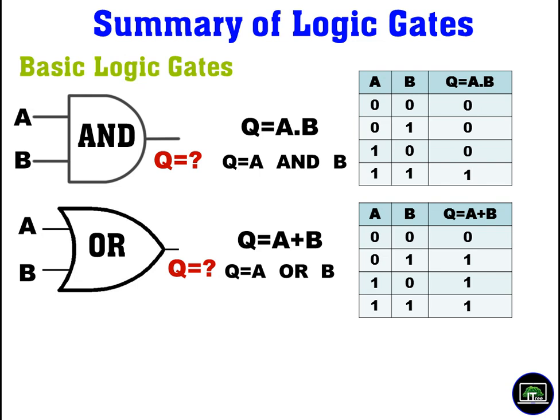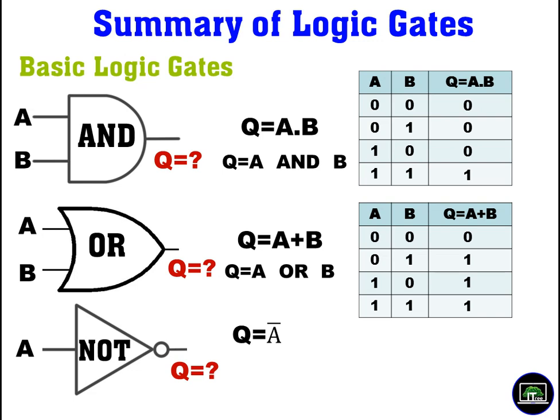Then the next one. This is called the NOT gate. Look at it very clearly. This is a round shape after the triangle. This NOT gate. When you input A, what will be the output of this? What is the output of NOT gate? When you input A, you get something like this. This is called A bar. Q equal to A bar.